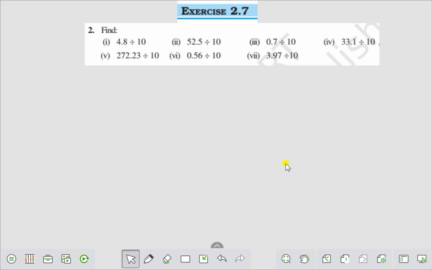Hello everyone. Today I shall discuss exercise 2.7 question number 2. Find 4.8 divided by 10. Let us find.